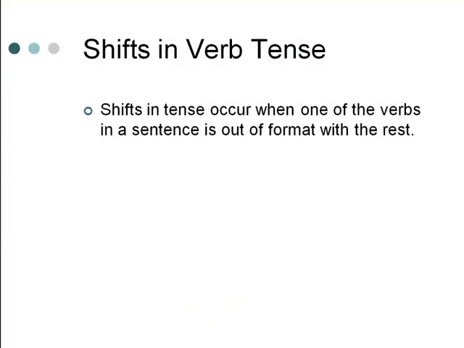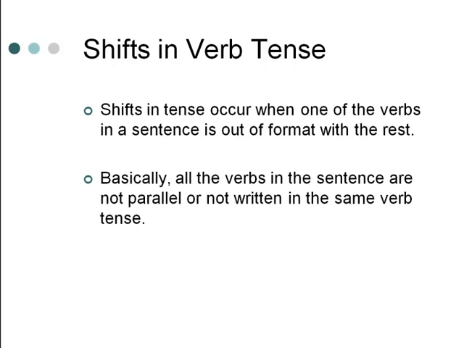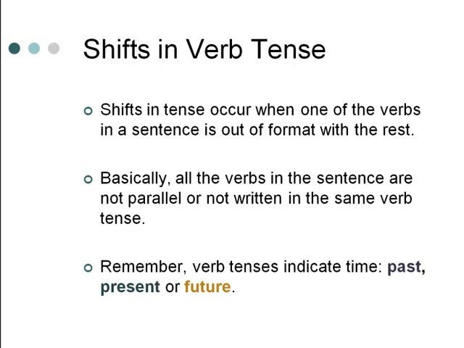Well, a shift in verb tense occurs when one of the verbs in a sentence is out of format with the rest. Basically, all of the verbs in the sentence are not parallel or not written in the same verb tense. Remember, verb tenses indicate time: past, present, or future.